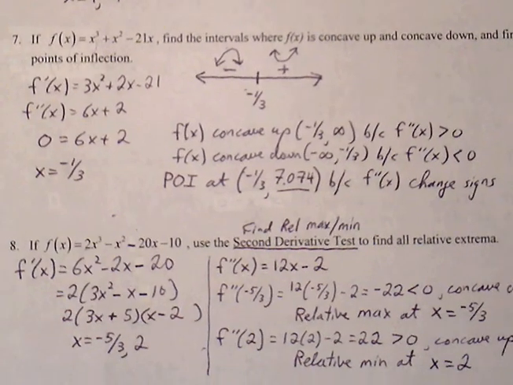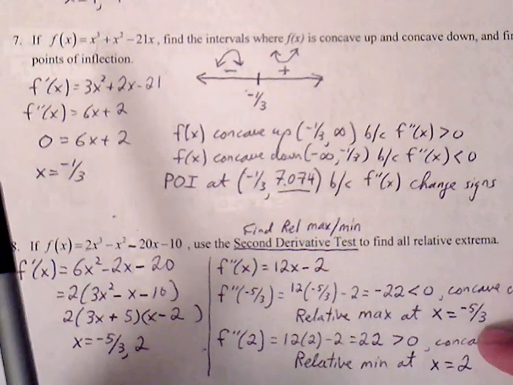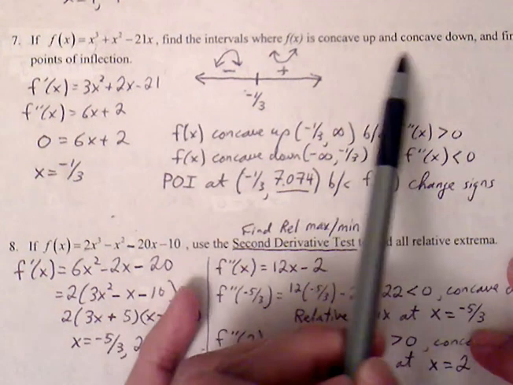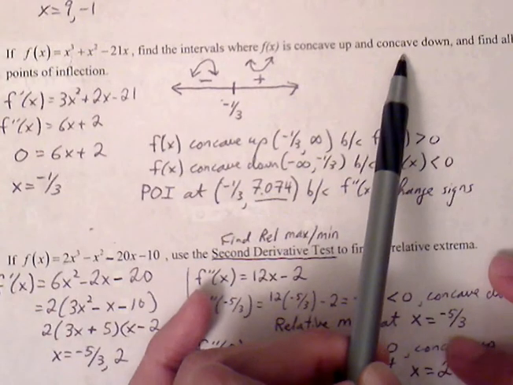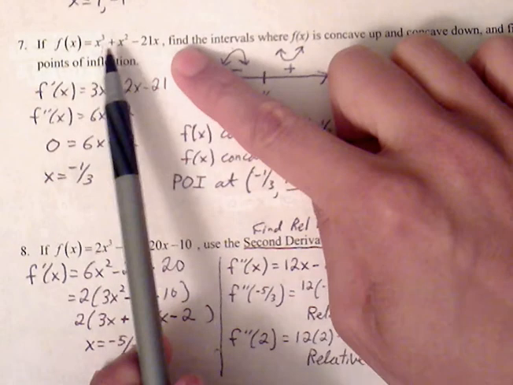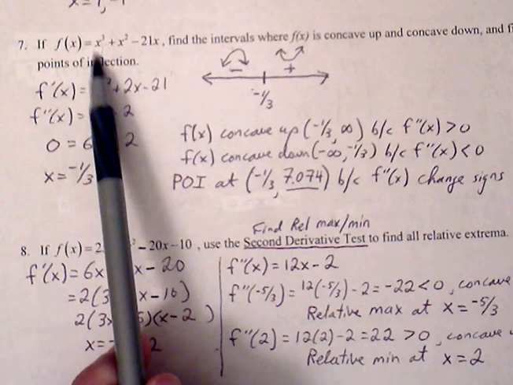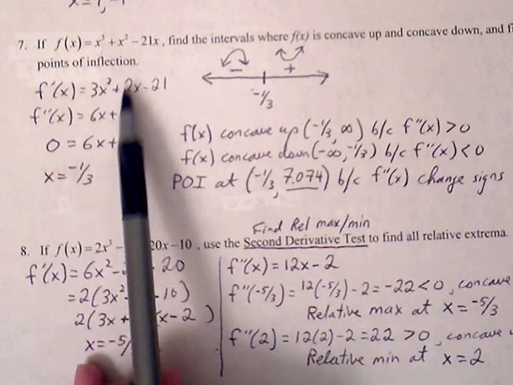Okay, number 7, we have our function. Find the intervals where our function is concave up and concave down, and find all points of inflection. So concavity requires us to get to the second derivative, so let's take those steps. x cubed plus x squared minus 21x. We go through our derivative rule, power rule. We get 3x squared. x squared becomes 2x.